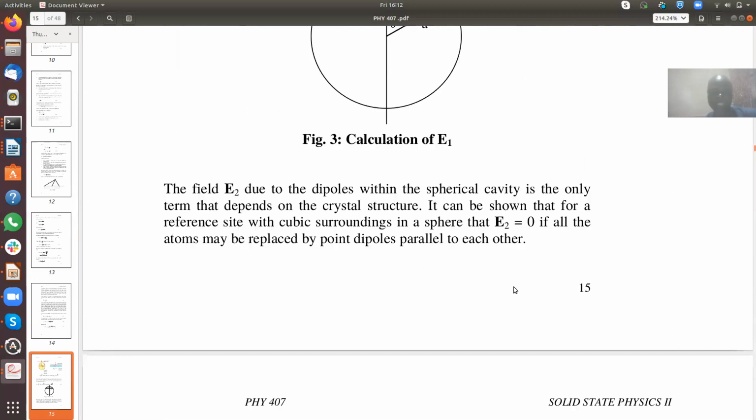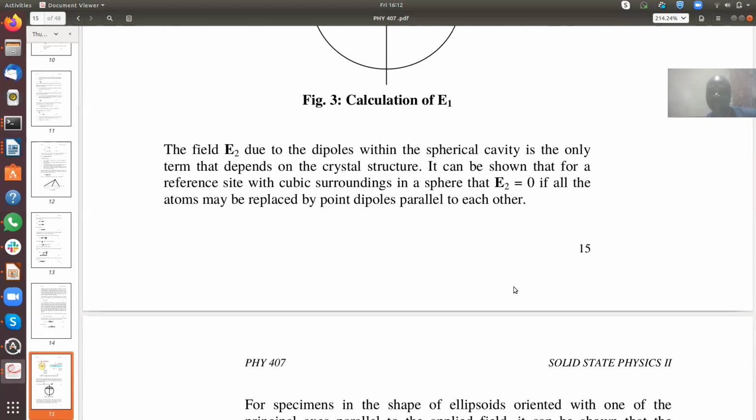So the field E2 due to dipoles within the spherical cavity is the only term that depends on the crystal structure. It can be shown that for a reference site within the cubic surrounding a sphere, E2 is equal to 0 if all the atoms are replaced by point dipoles parallel to each other.